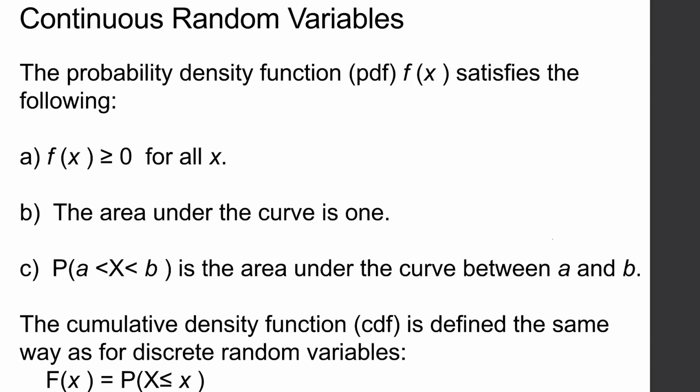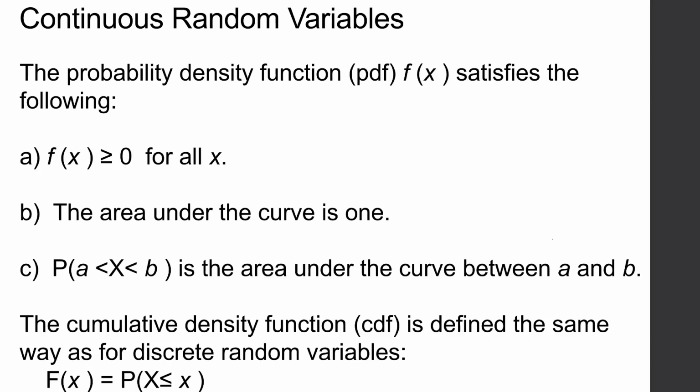Okay, so the PDF function for continuous random variables satisfies the following. Little f of x is bigger than or equal to 0 for all x. The area under the curve is 1, because you want to remember, think about it as a smoothed relative frequency histogram where all the probabilities have to add up to 1. And the probability that x is between a and b is the area under the curve between a and b.